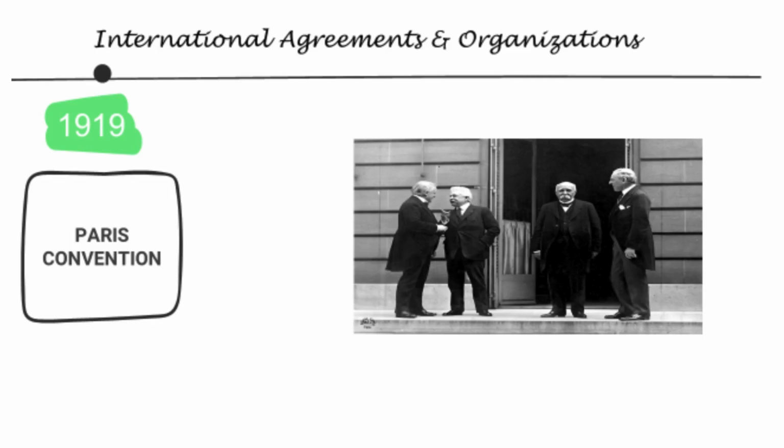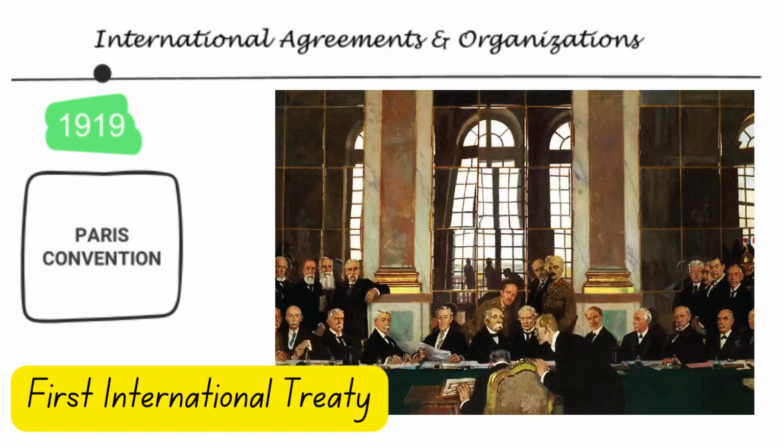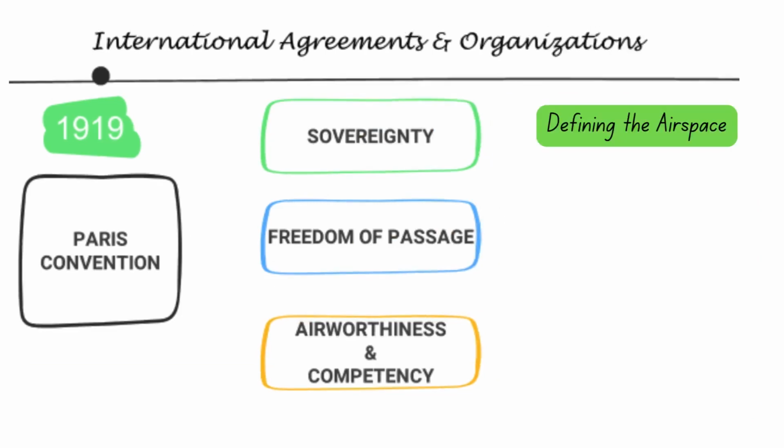In the bustling city of Paris, representatives from 27 countries gather in October 1919. They come with a shared goal: to establish international norms for air navigation. This gathering marks the birth of the first international treaty focused on aviation. The representatives agree on a fundamental principle: each country has sovereignty over its own airspace. This means no foreign aircraft can fly over a country's territory without permission. It's a crucial step in ensuring national security and respecting territorial boundaries.